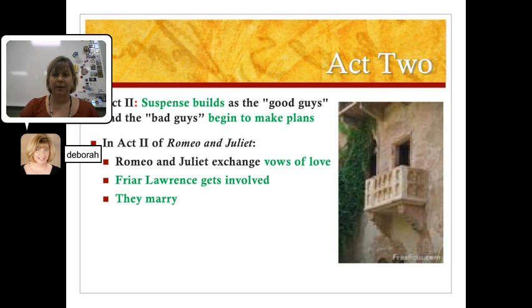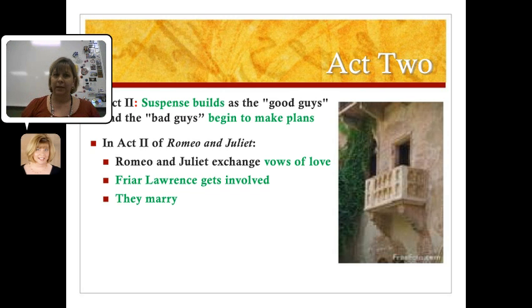Act 2 in most Shakespearean dramas is going to be structured where the good guys and the bad guys begin to make plans, and you see the rising action as the suspense builds. So in Act 2 of Romeo and Juliet, this is where we see Romeo and Juliet, after they've met now, we see the famous balcony scene where they exchange vows of love.